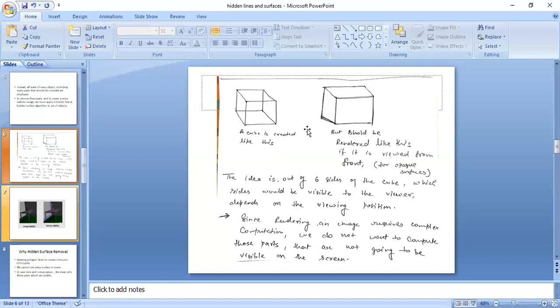of the observer. If the same cube is seen from the top, you would be able to see only the top face. In that case, the rest of the sides should be invisible. So the idea is, out of 6 sides of the cube, which side should be visible to the viewer depends upon the viewing position of the observer, since rendering an image requires complex computation.